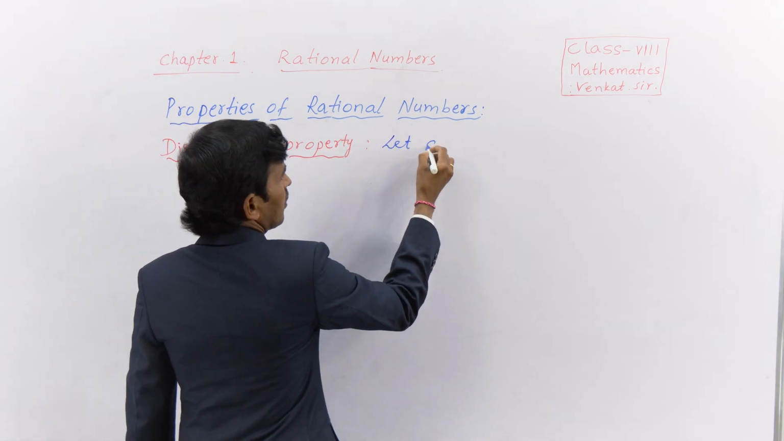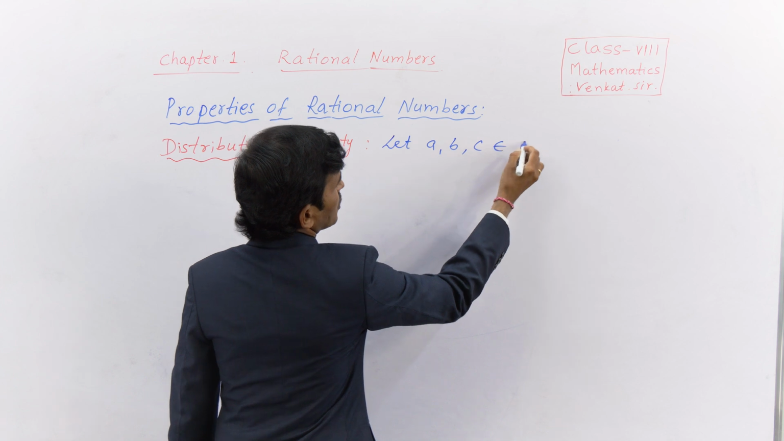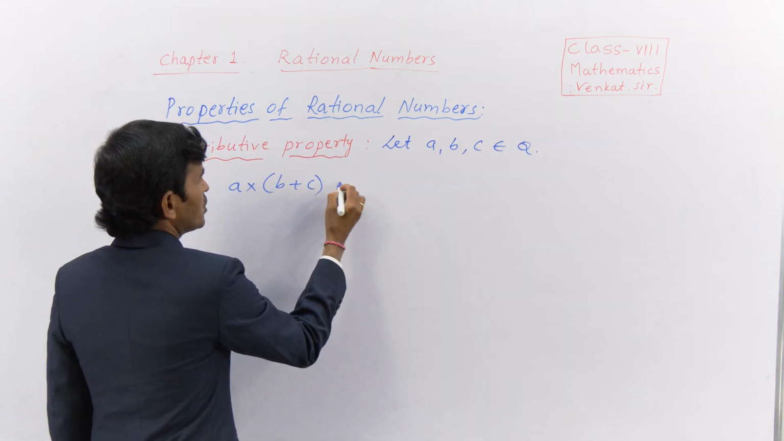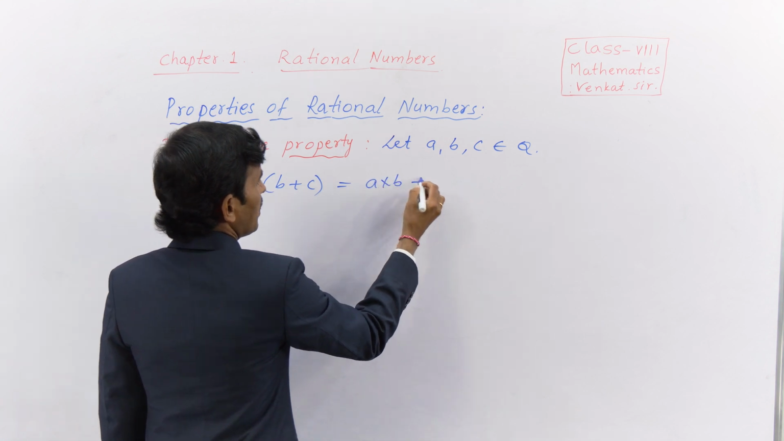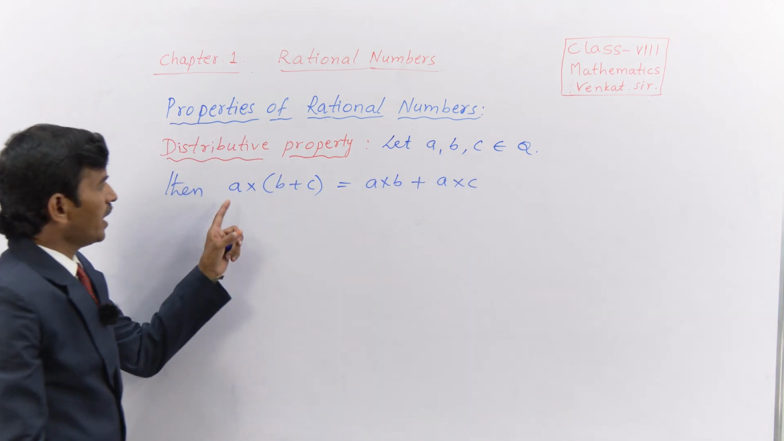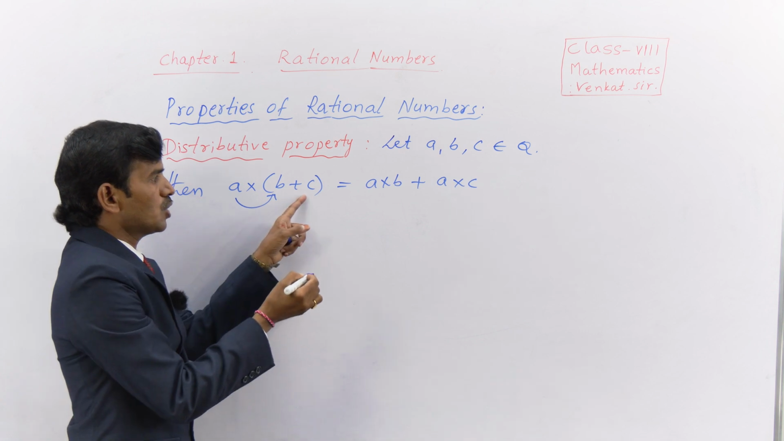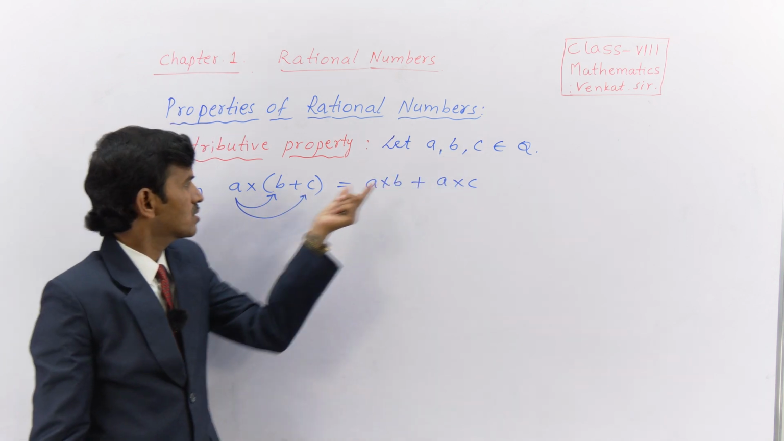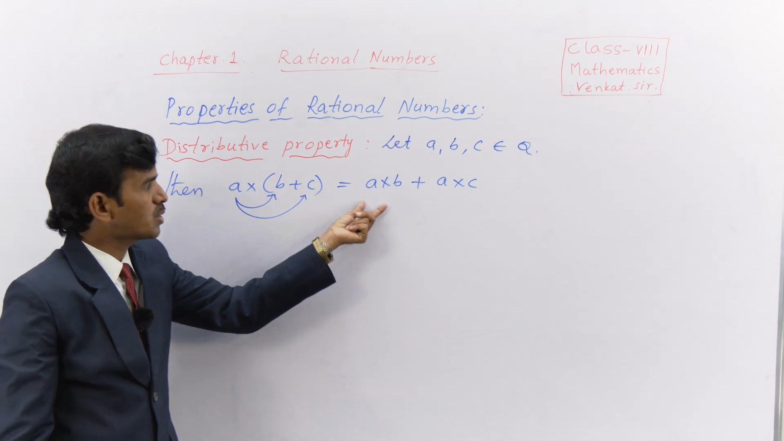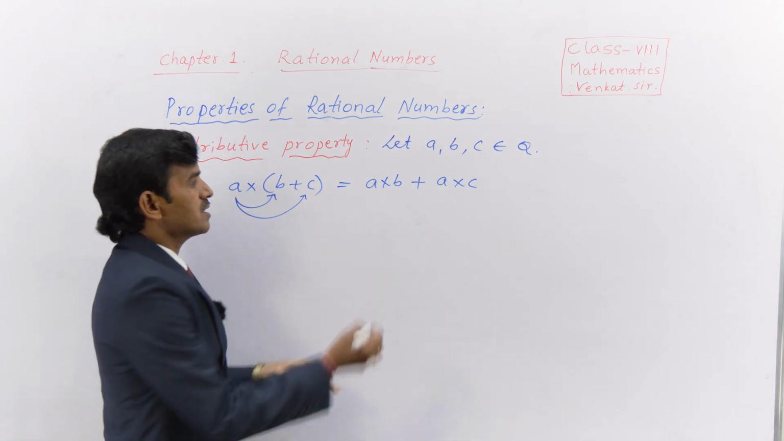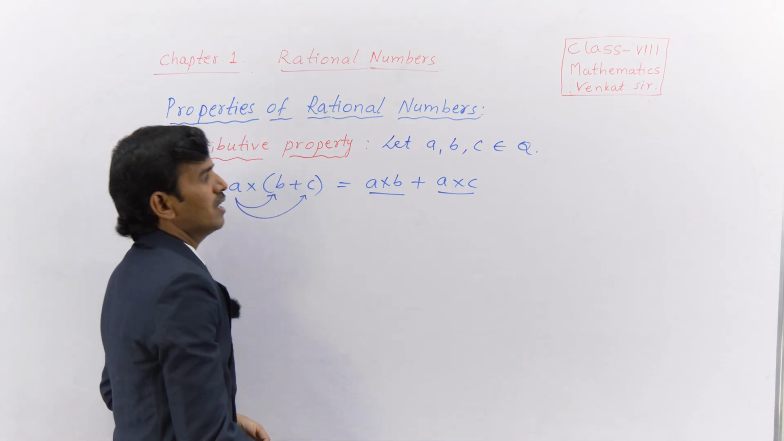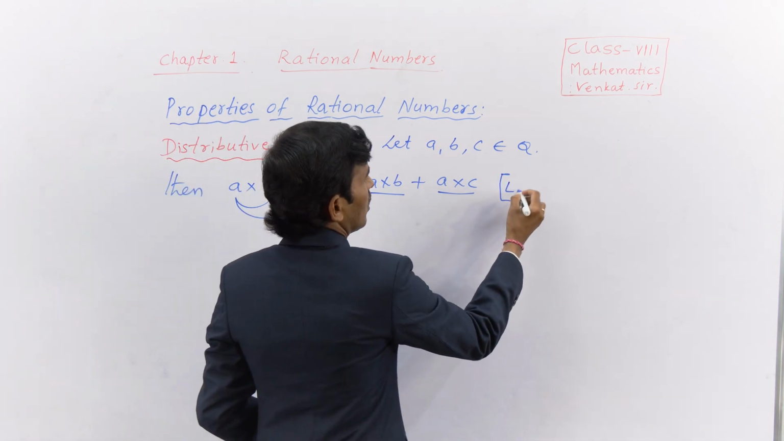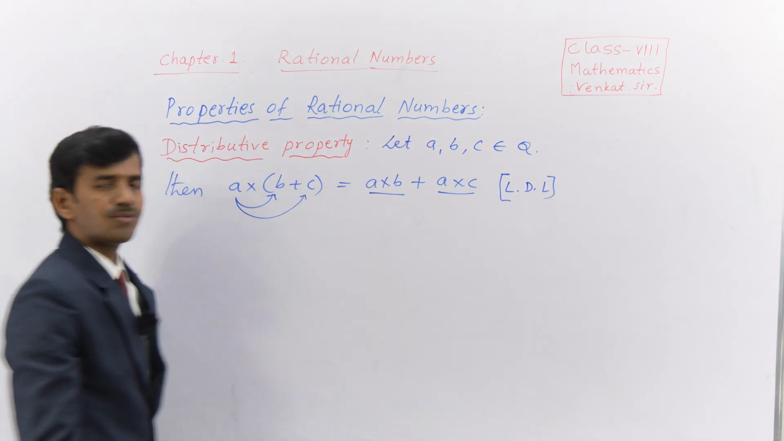Here, let A, B, C belong to the rational numbers. Then A into B plus C is equal to A into B plus A into C. Here A is distributing among the two terms, that is B and C. A, B, C are rational numbers. If A is split or distributed among the bracket values as A into B plus A into C, then this distributive law is called the left distributive law, or left distributive property.